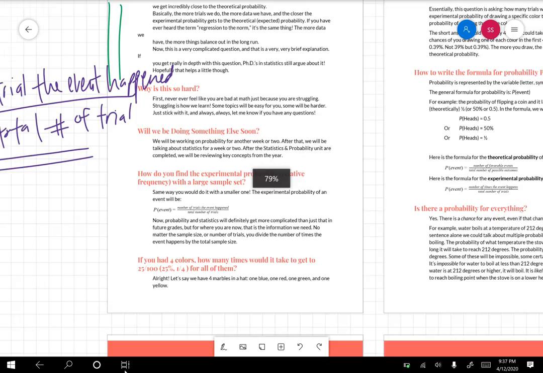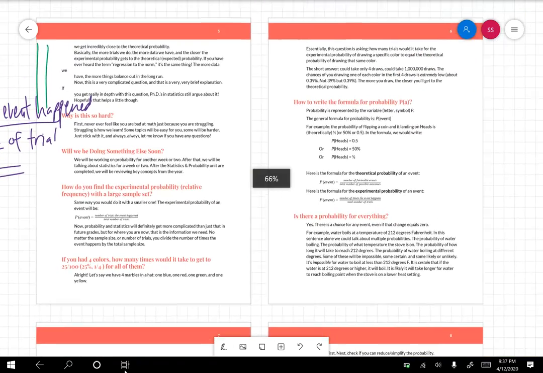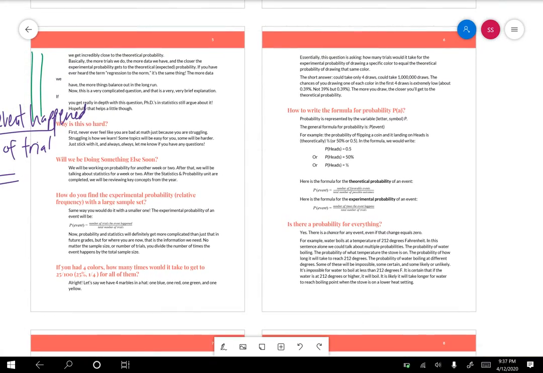This was another great question. If you have 4 colors, how many times would it take to get 25 out of 100, or 25%, for all of them? Basically, what this question is asking is how many trials would it take for the experimental probability of drawing, let's say, a specific color of marble out of a hat to equal the theoretical probability of drawing that color?